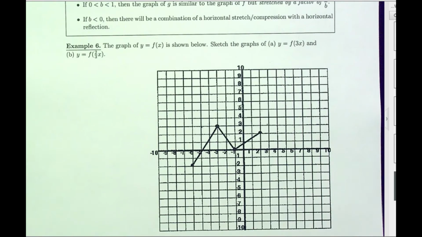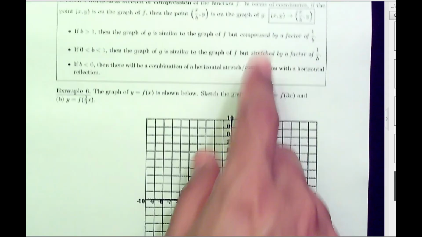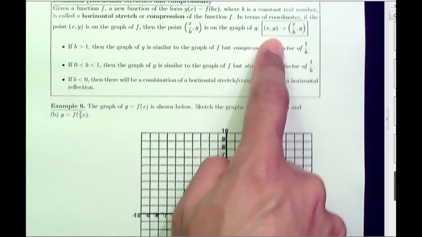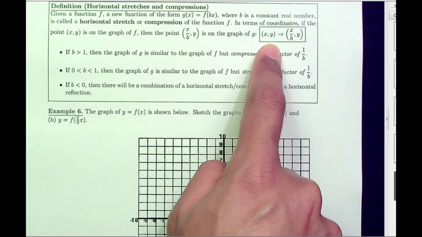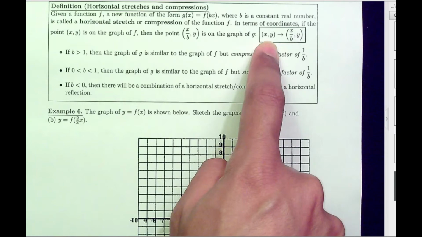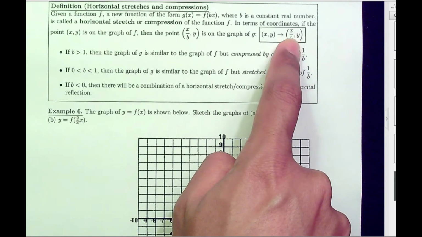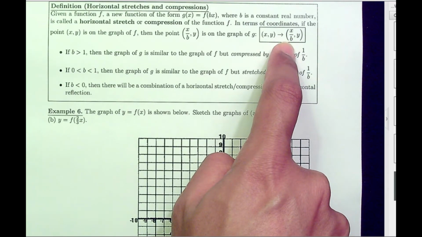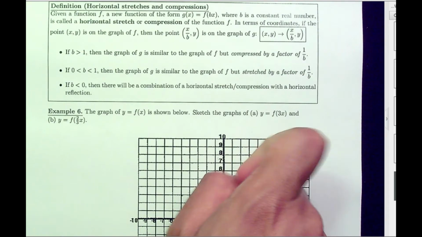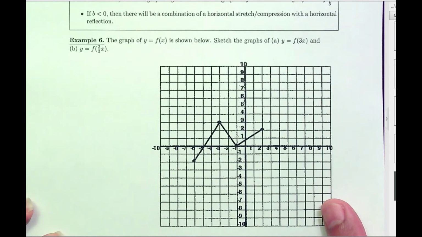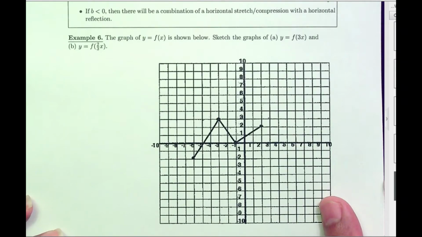Okay, and remember, one last time before we get pencil to paper, how you find the new coordinates? Well, if you have a point x1 on the graph, the new point, you get it by just taking the x coordinate and dividing it by the b. In this case, we're going to be dividing it by 3. Okay, so now let's get to work.